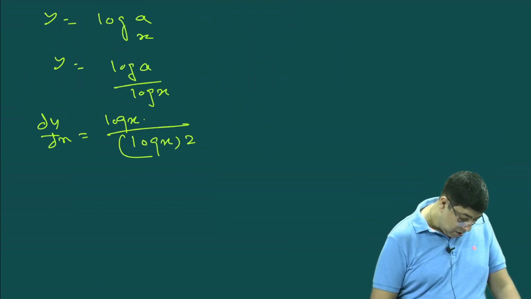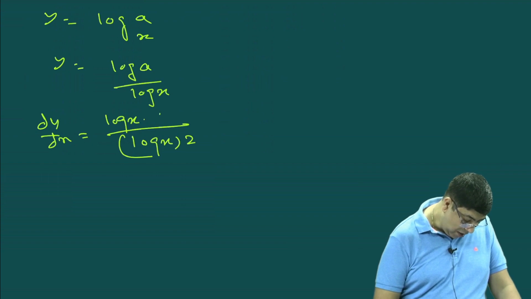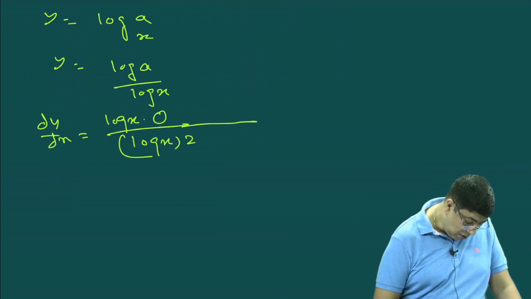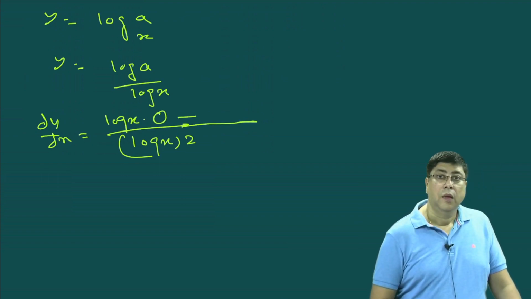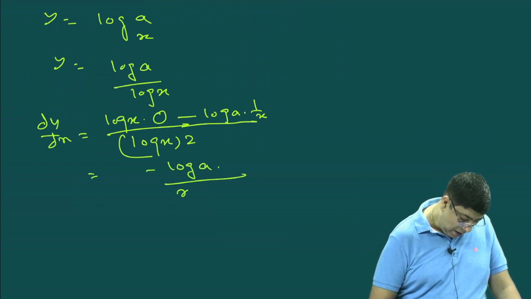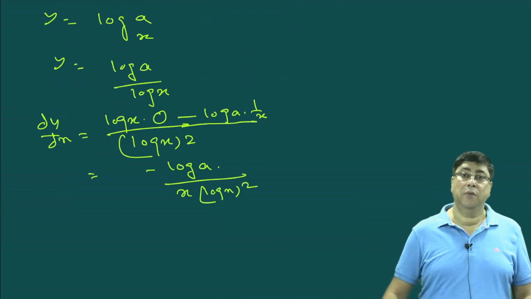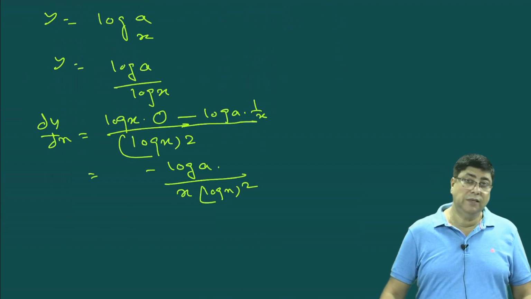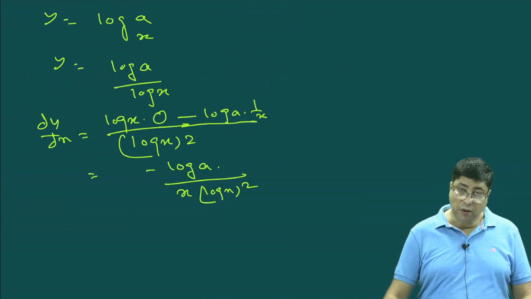Just log x; v is constant. The derivative of log a is 0, a constant, minus log a constant, and the derivative of log x is 1 by x, using the u by v formula. The answer is coming minus log a by x into log x whole square. But if we apply the substitution method, this division method is not necessary here. We can apply the substitution method also.